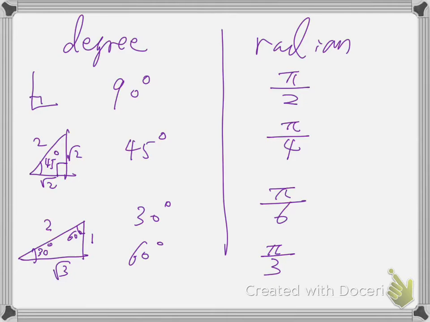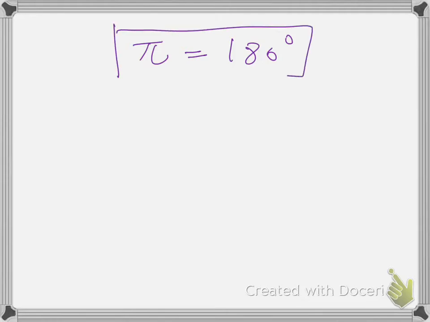So now what's the translation formula to change degree to radian or radian to degree? Basically, pi is 180 degrees. What does pi, or 180 degrees, mean? That means a half circle.